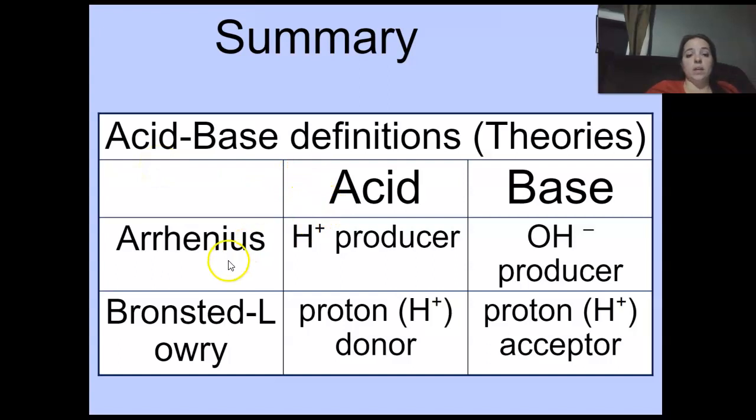All right, summary. Acid-base definitions and theories. So Arrhenius, a hydrogen producer, hydroxide producer for base. Bronsted, proton donor, base, proton acceptor.